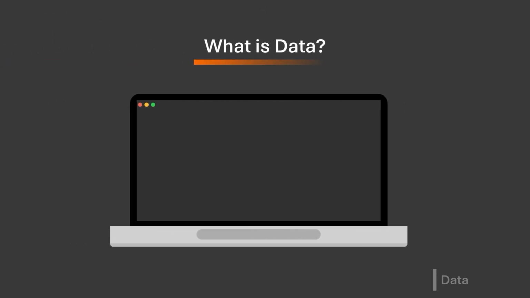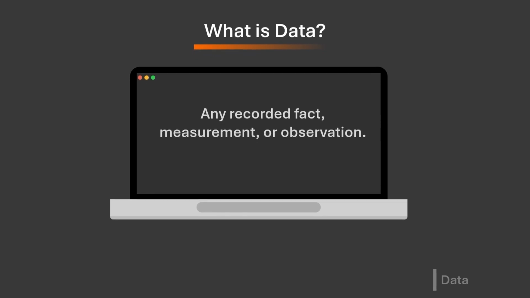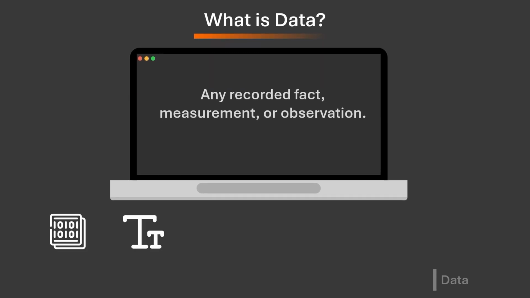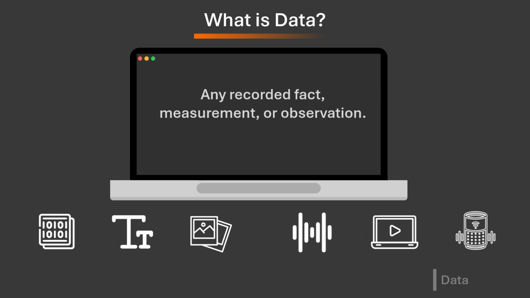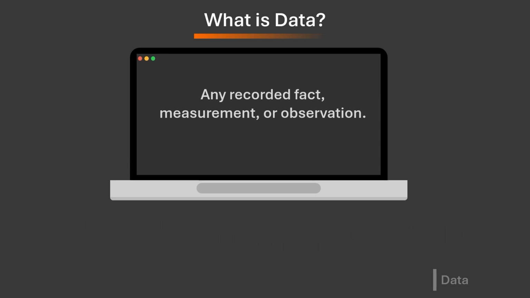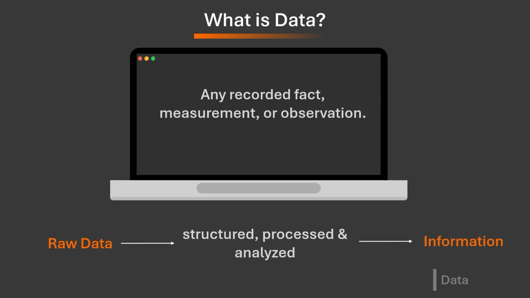What is data? Data is any recorded fact, measurement, or observation. Data comes in many forms. Numbers and text might include customer purchase histories or financial reports. Image, sound, and video are also data. These can be product catalogs, recorded customer conversations from support helplines, or security footage. Even sensor readings from smart devices, like temperature levels in a factory, fall into this category. However, raw data by itself is of little value. It needs to be structured, processed, and analyzed to reveal meaningful insights.